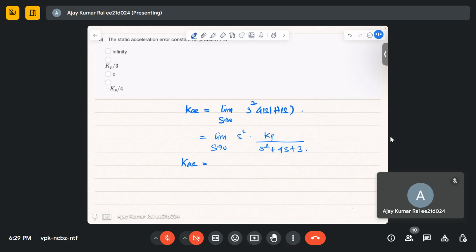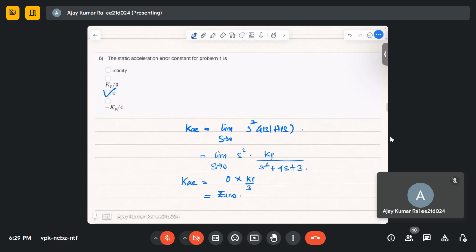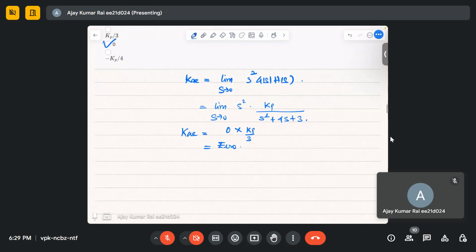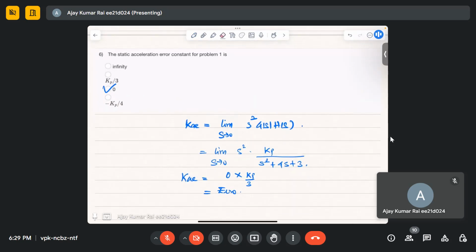Okay. So if you apply the limits in the denominator, what you will get? 3. And in the numerator, anyway, you are getting 0 into Kp by 3. So this is like 0. So again, option 3 is correct. I hope there is no doubt. It's very simple. You have to apply the limit. That's it.